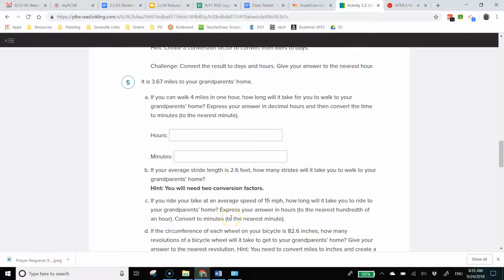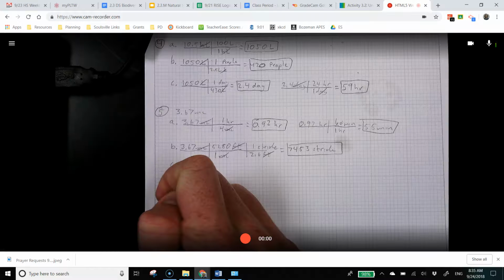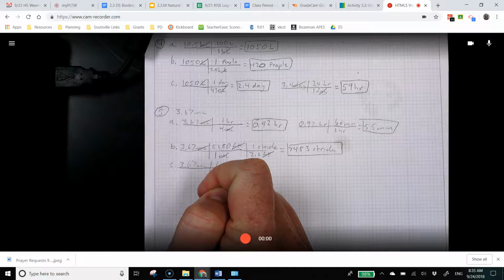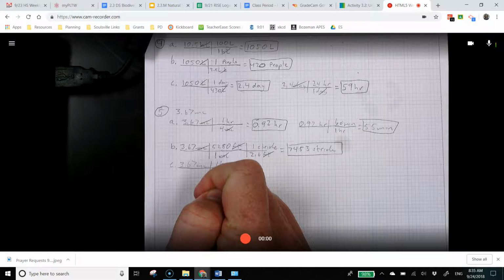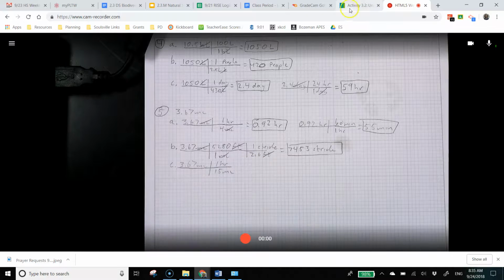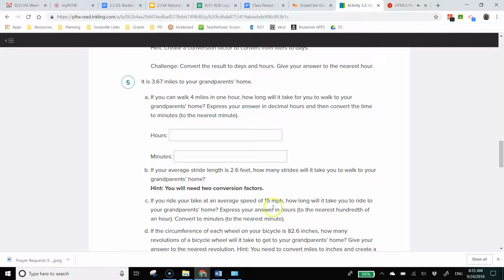Alright, C. It says if you ride your bike. Again, I'm going to start with that 3.67 miles. It says this time I can go 15 miles per hour. So 1 hour, 15 miles. And then did it ask me to convert to minutes? So it starts in hours and then minutes.